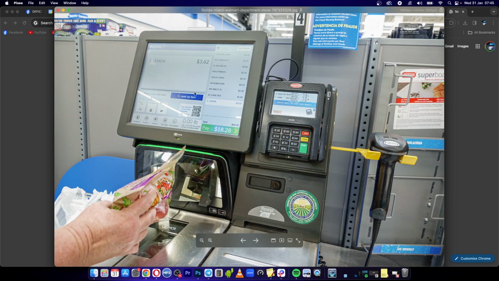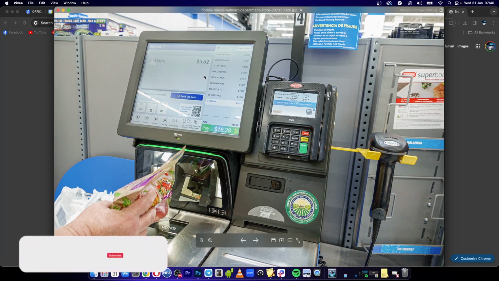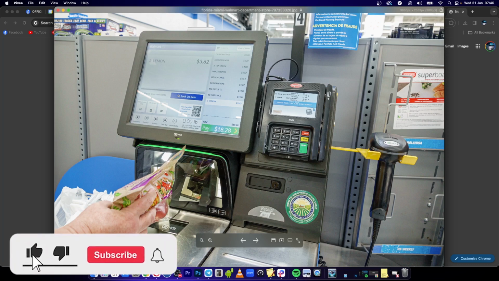So that's the self-service checkout station. You just need to find that in your local Walmart, and you'll be able to use self-checkout.